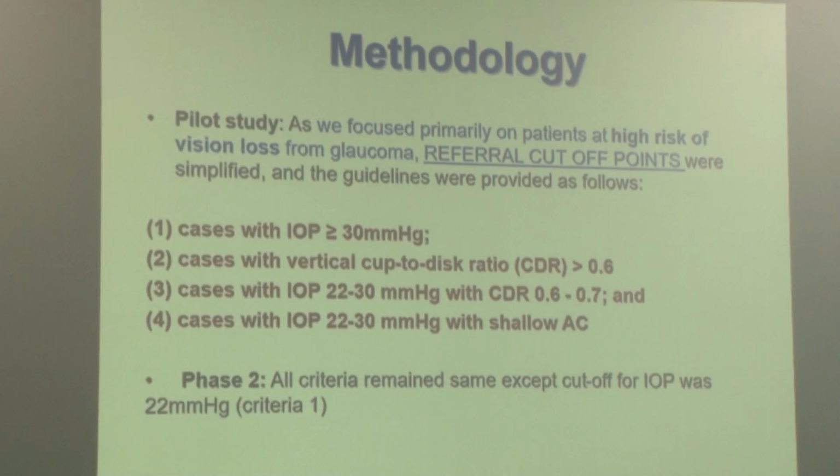In the pilot study, as we focused primarily on patients at high risk of vision loss, the referral cutoff points were cases with intraocular pressure greater than or equal to 30 mmHg, cases with vertical cup disc ratio of greater than 0.6, all those in the IOP range of 20 to 30 with CDR 0.6 to 0.7, and those with shallow AC with 20 to 30 mmHg of pressure. In phase 2, all the criteria remained the same except the cutoff for intraocular pressure was 22 mmHg.